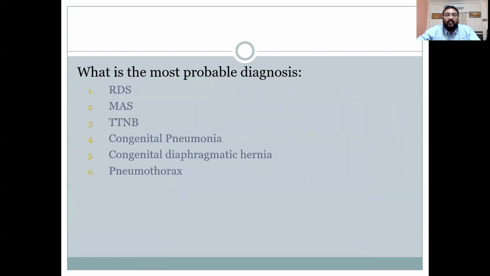So, what could be the most probable diagnosis? Can it be a case of respiratory distress syndrome, or meconium aspiration, or transient tachypnea of newborn, or congenital pneumonia, or congenital diaphragmatic hernia, or pneumothorax? What is it? Now, coming back to the question, let's try to solve the puzzle.